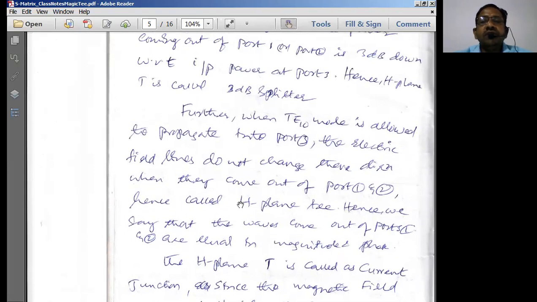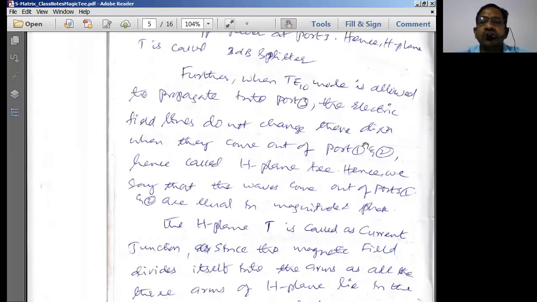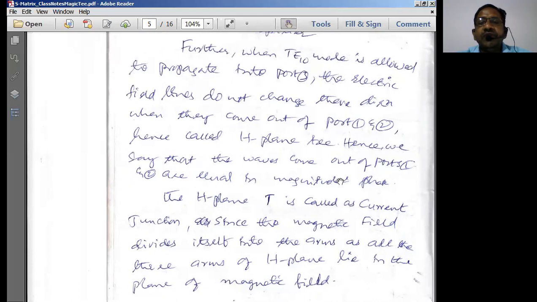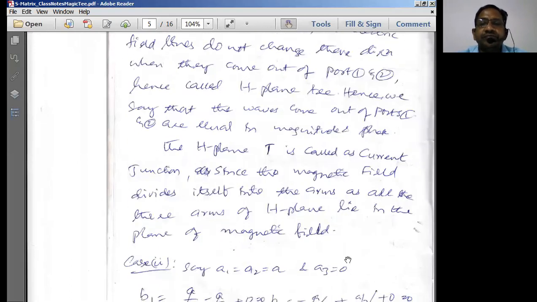And one more thing is that the TE10 mode, if it is allowed to propagate into port 3, then the electric field lines do not change their direction when they come out of port 1 and port 2. Hence we call it an H plane T. Because H plane means what? It should not change the phase of the electric field. That's what is happening. It should only deal with the magnetic field component. So it is not doing any changes to the electric field components. Therefore, it is called an H plane T. Hence, we say that the waves coming out of port 1 and port 2 are equal in magnitude and phase.